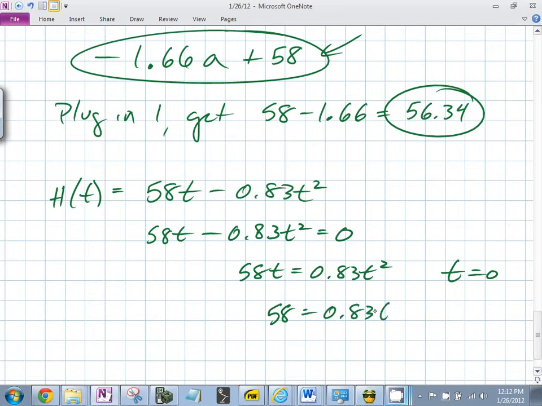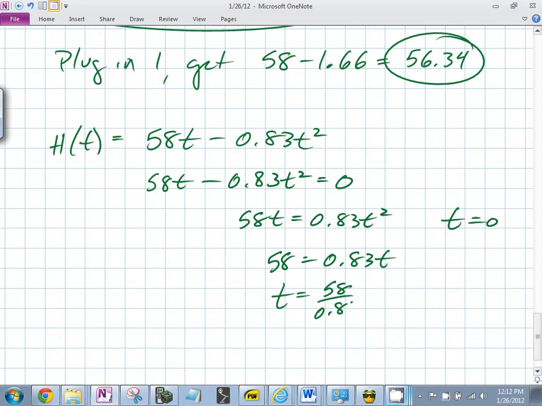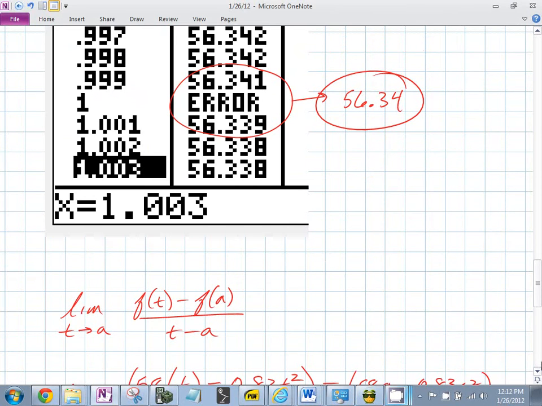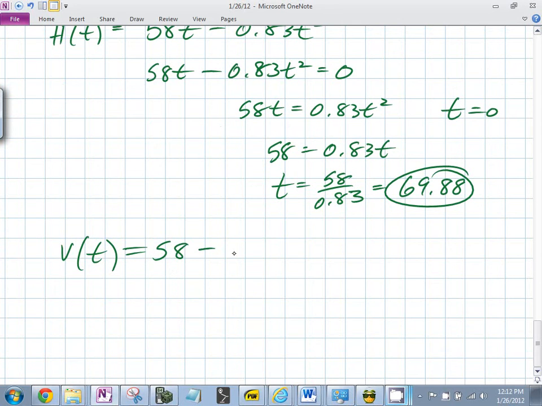My guess is D asks you what's the velocity when it hits the ground. D says find the velocity when it hits the moon. Can you now find that? Yes, because you know the velocity function is 58 minus 1.66t. I'm just changing the name. If you want the velocity when it hits the ground, you know it hits the ground when the height is 0. The height is 0 at 69.88. So you plug in 69.88. We get 58 minus 1.66 times 69.88.